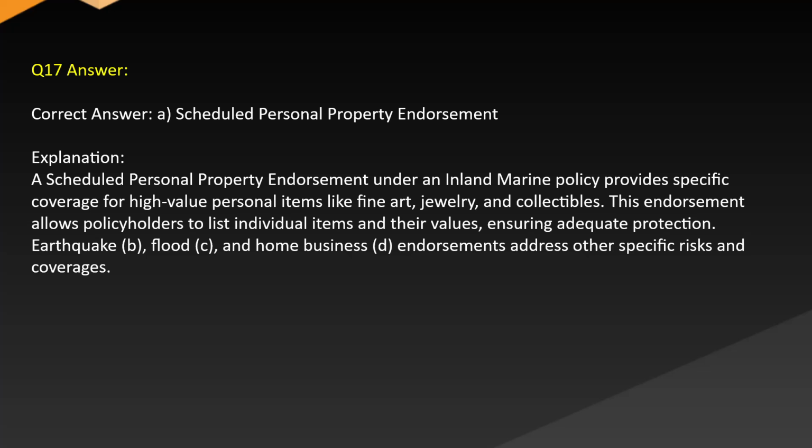Explanation: a scheduled personal property endorsement under an inland marine policy provides specific coverage for high-value personal items like fine art, jewelry, and collectibles. This endorsement allows policyholders to list individual items and their values, ensuring adequate protection. Earthquake, B, flood, C, and home business, D, endorsements address other specific risks and coverages.